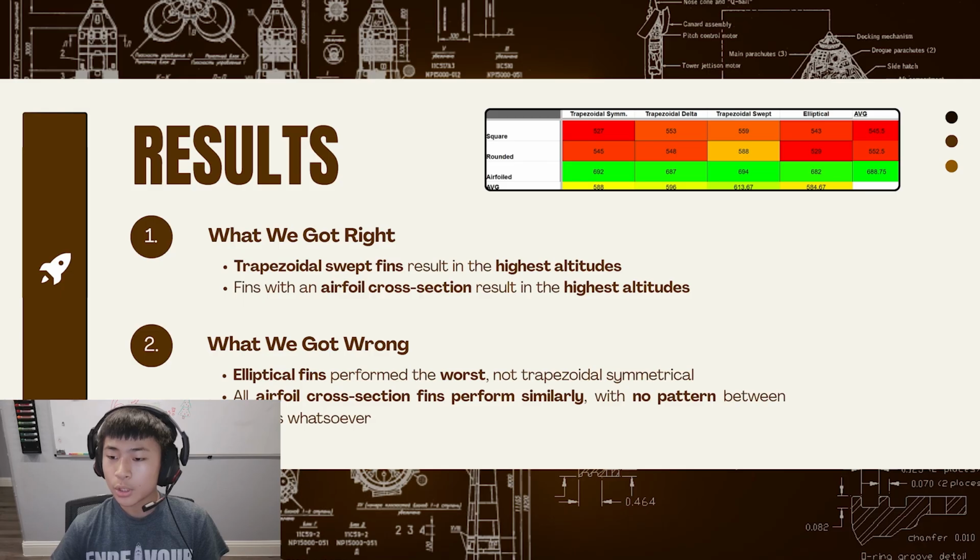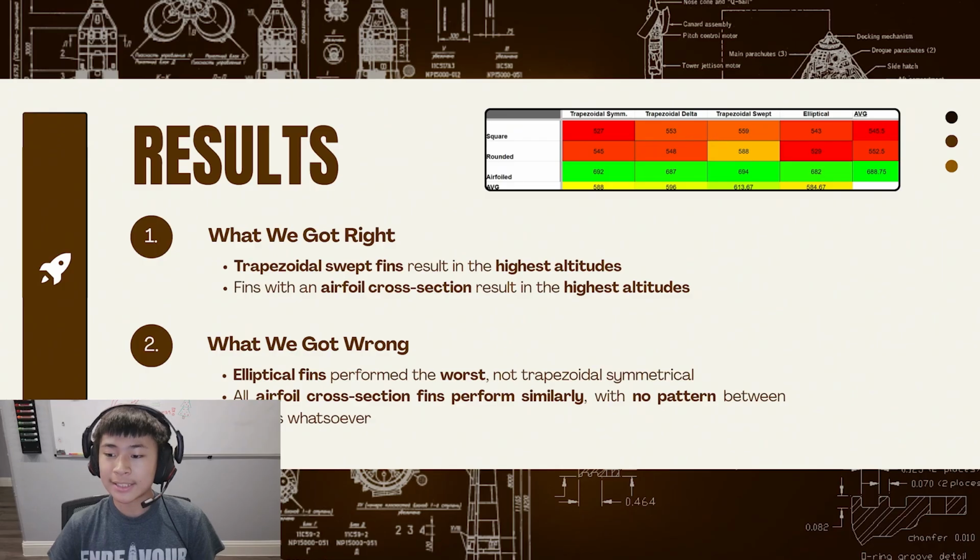We suspect that the reason for the first inaccuracy, that elliptical fins perform the worst, not trapezoidal symmetrical, is due to the larger surface area, and thus the higher weight of elliptical fins. Even though the difference is small, the elliptical fins we 3D printed did have a slightly higher mass. The second inaccuracy, that all airfoil cross-section fins, regardless of their shape, have no pattern in performance whatsoever, may be a result of low speed.